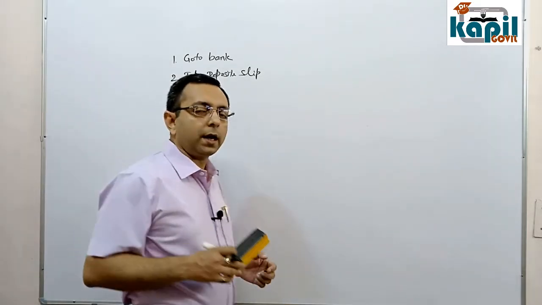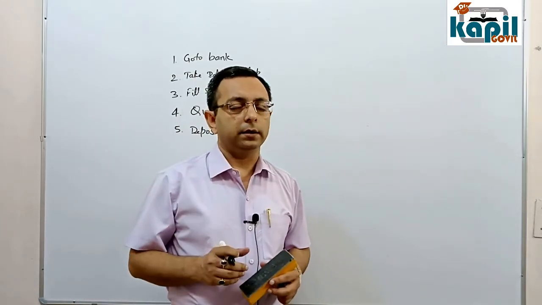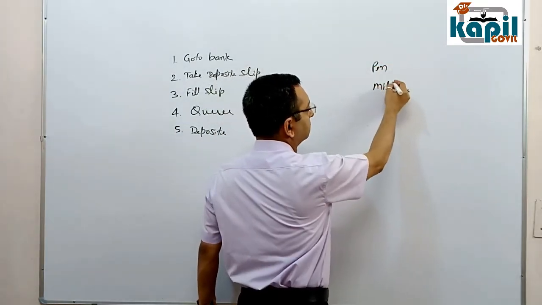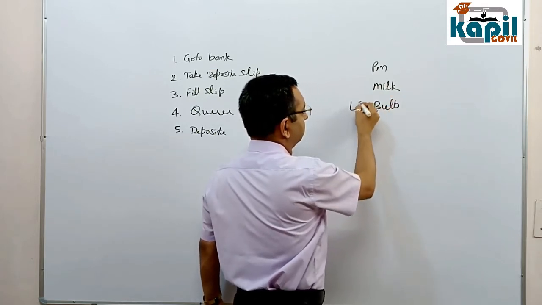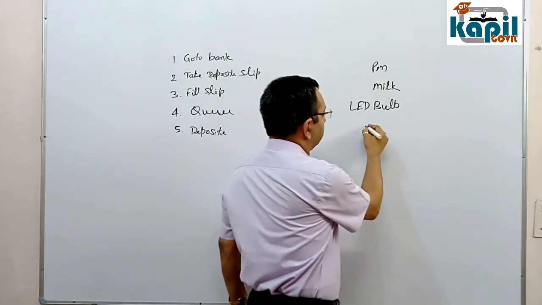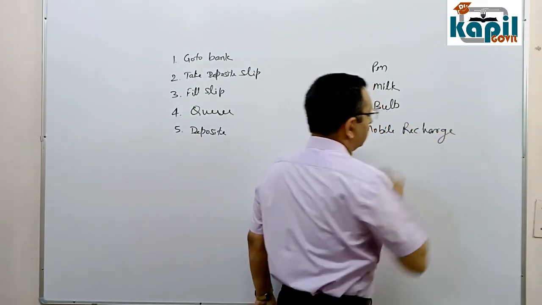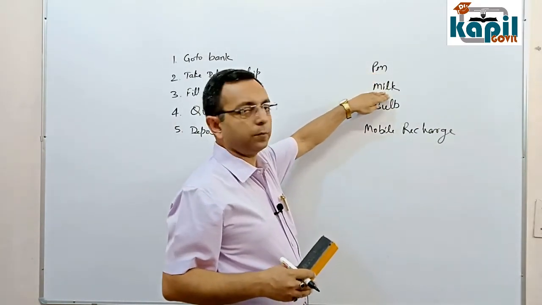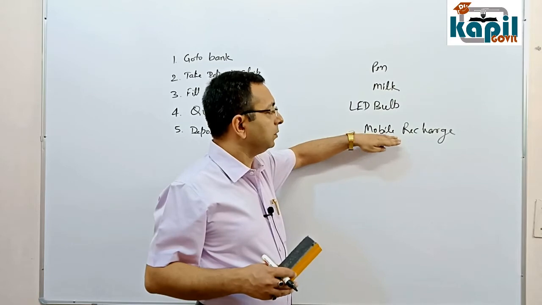And now we are taking an example of a non-linear list. Suppose you have to purchase some items from the market, like a pen, milk, and an LED bulb, and you have to recharge your mobile. So you make a plan that you will first purchase the pen, then milk, then the LED bulb, and then recharge your mobile.